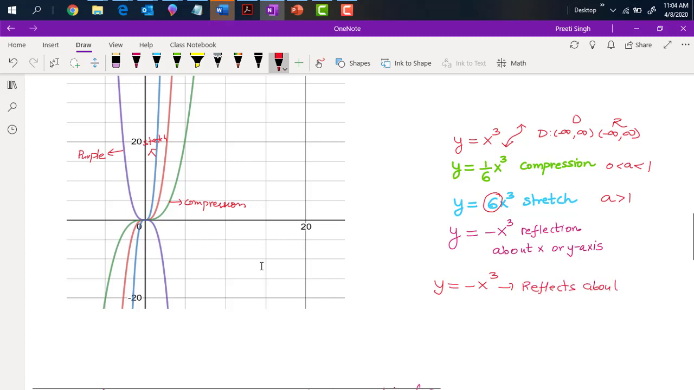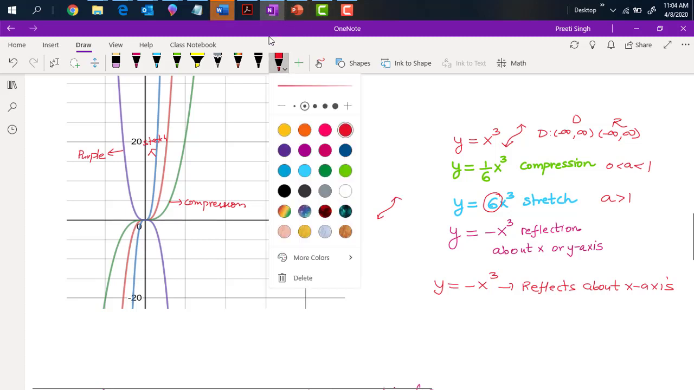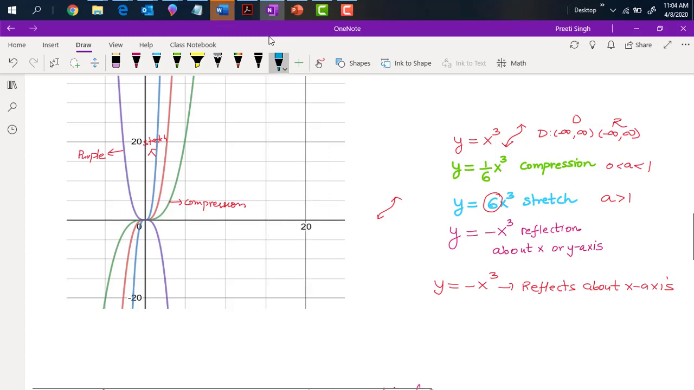x-axis, right? Now, in this particular case of y equals x cube, you reflect about x or y, it's the same thing, because if I have this given function and I reflect about x-axis, let's use another color, if I reflect about my x-axis, it's going to look like this, right? And if I reflect about y-axis, it's still the same. So in this particular case, reflection about x and y is the same.